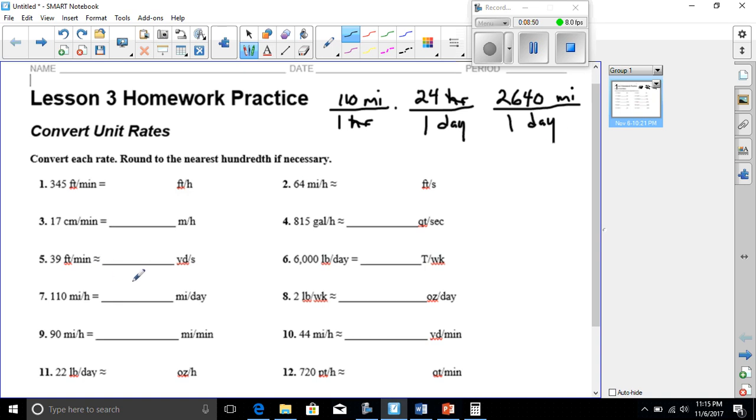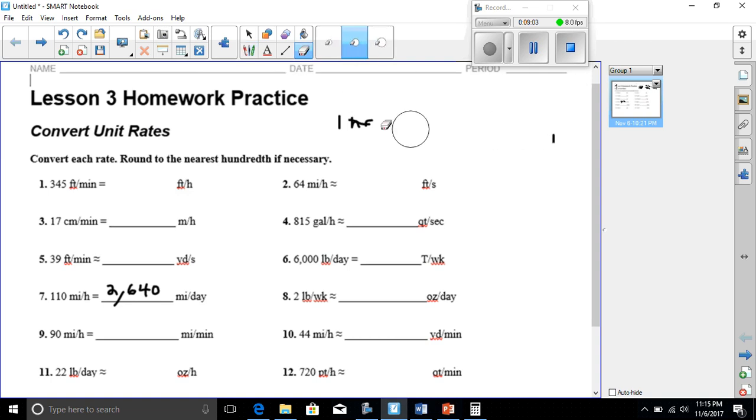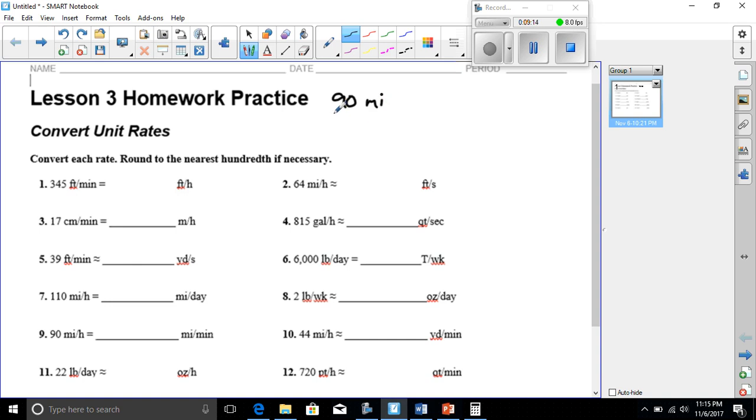All right. So that answer for number 7 is going to be 2,640 miles. All right, we're off to number 9, and I'm going to erase that again. Number 9. Well, number 9 says 90 miles in an hour.